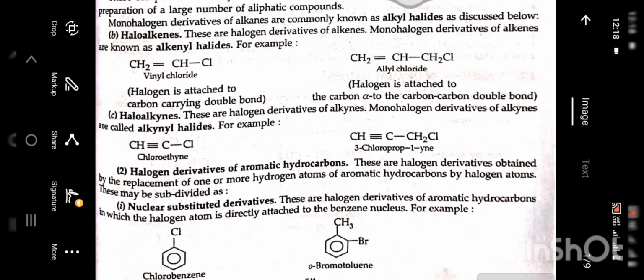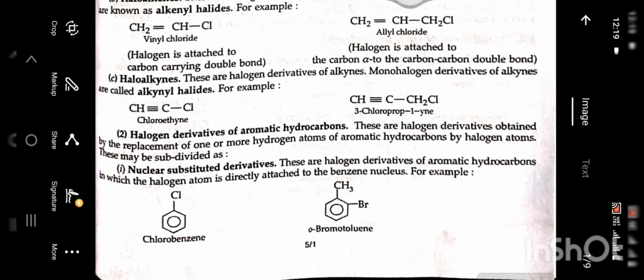The third one is the haloalkynes. These are halogen derivatives of alkynes. Monohalogen derivatives of alkynes are called alkynyl halides. For example, CH≡CCl, chloroethyne, and CH≡C-CH2Cl, 3-chloroprop-1-yne.